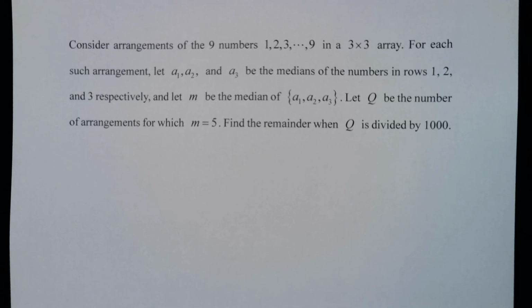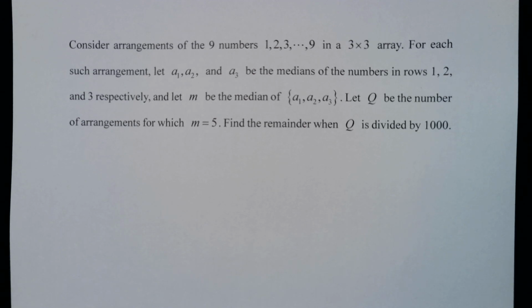Today we get another question here, and as always, let's start off by reading the question. So, consider arrangements of the 9 numbers 1, 2, 3, to 9, so most likely 1 through 9, in a 3 by 3 array, so most likely kind of like a square shape. For each such arrangement, let A1, A2, and A3 be the medians of the numbers in rows 1, 2, and 3 respectively, and let M be the median of A1, A2, and A3. Let Q be the number of arrangements such that M is equal to 5, and find the remainder when Q is divided by 1000.